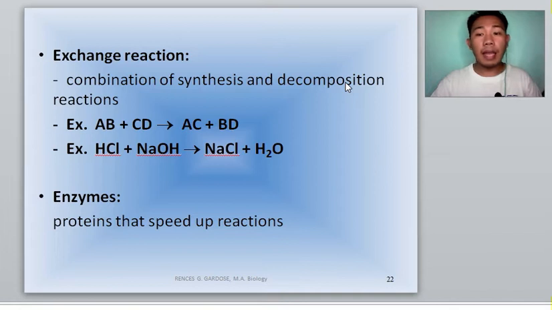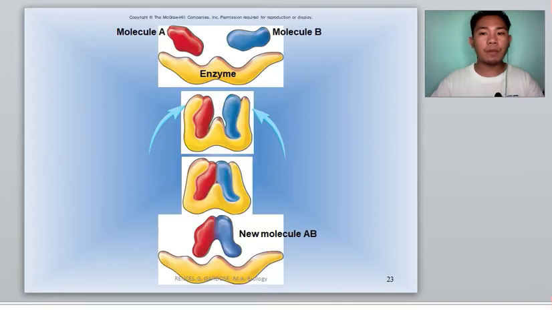Another is the enzyme. Enzymes are proteins that help in speeding up the reactions by lowering the activation energy in the reaction. Usually, enzymes have binding sites on their surface, which are usually specific. That means if the substrate will not match the binding sites of the enzyme, there will be no reaction.